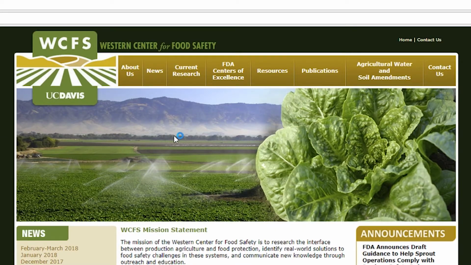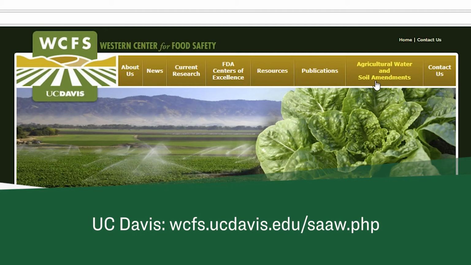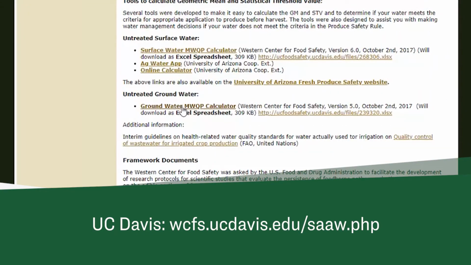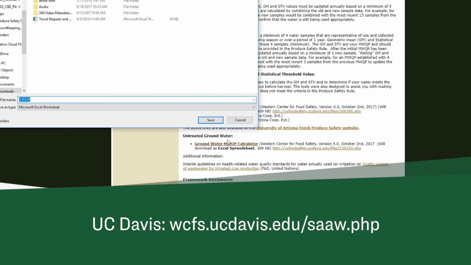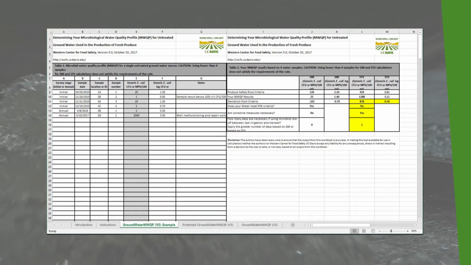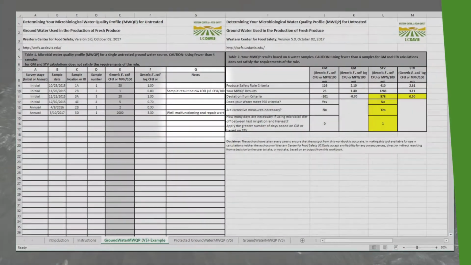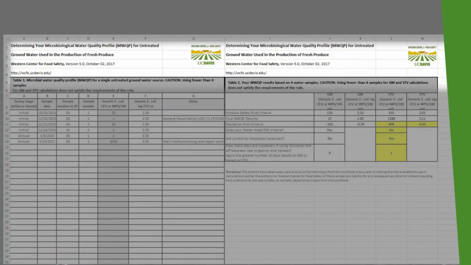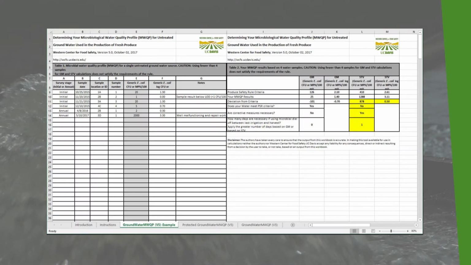This is a great worksheet found on the University of California, Davis Western Center for Food Safety website that can help you keep track of the information for requirement number 6. When recording information in the spreadsheet, the required initials and review signatures can be included in the notes line. You also want to add in the name and address of the farm and the crop or field that this record applies to at the top of the form.